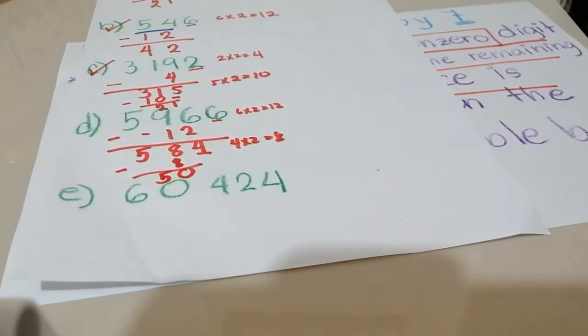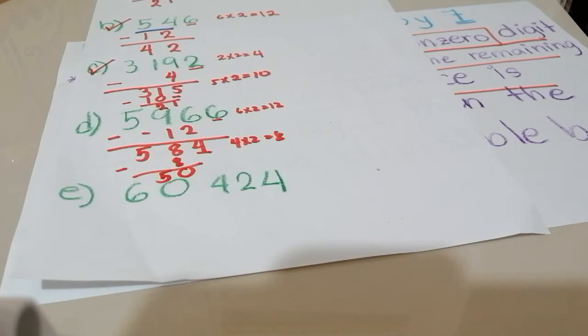50 divided by 7 is not possible. It's not divisible by 7. It's because when you divide 50 by 7, it will give you a remainder. Meron remainder. Okay? Kasi 50 is not a multiple of 7. Ang pinakamalapit na number dyan sa 50 is 49. 7 times 7 is 49.